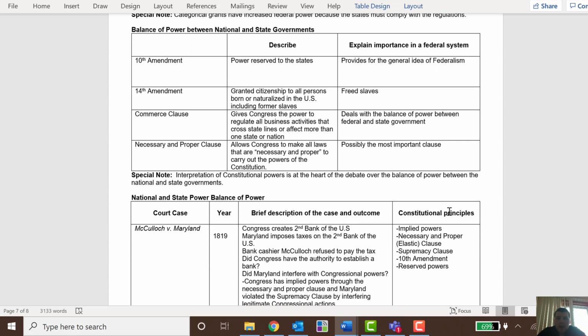Last thing, and then tomorrow I decided I'll make a second video on these court cases, just to keep the video short enough to keep your attention, hopefully. So, last couple things with balancing power between national and state governments.